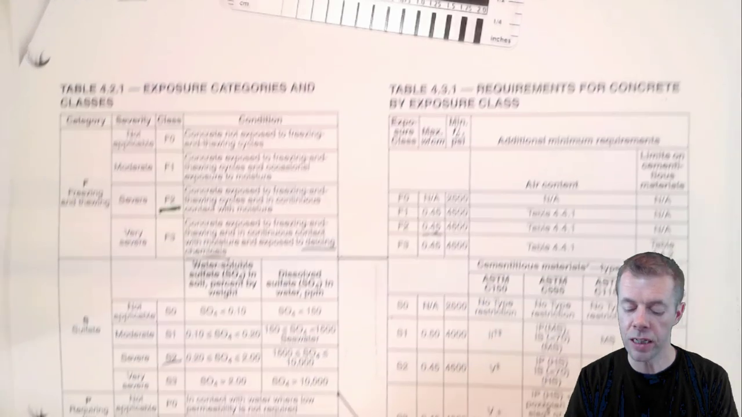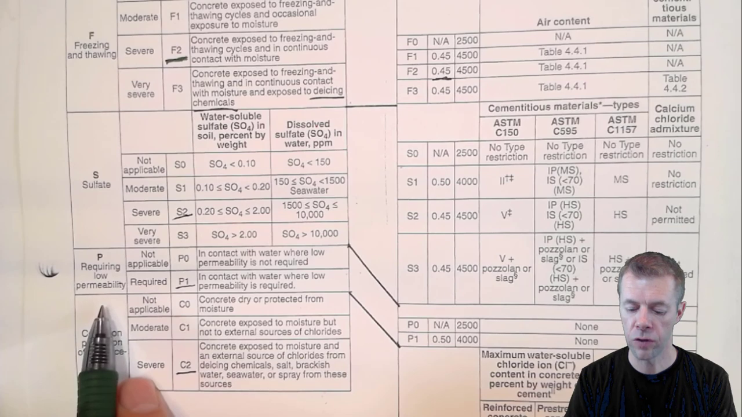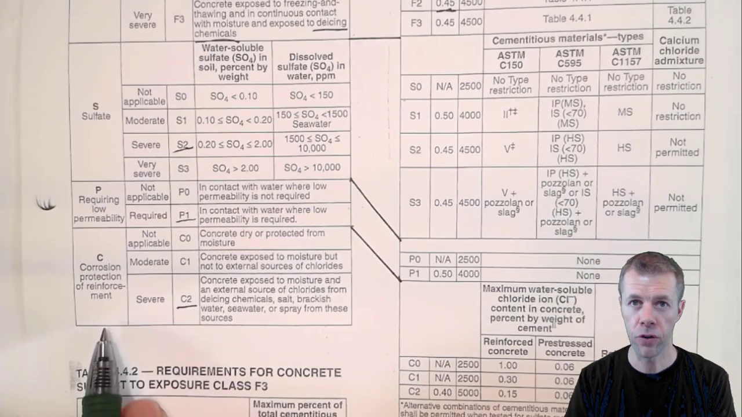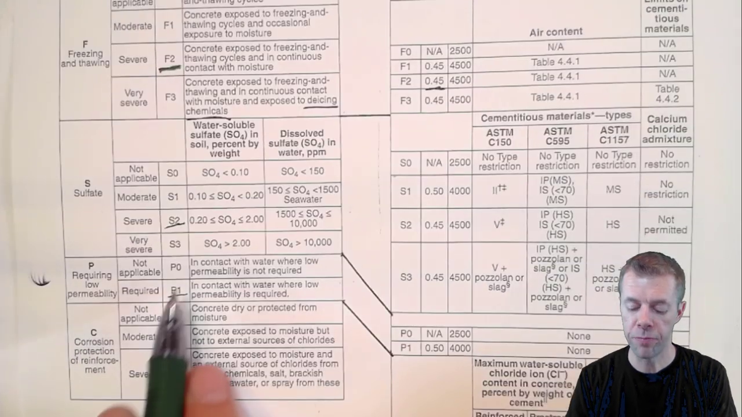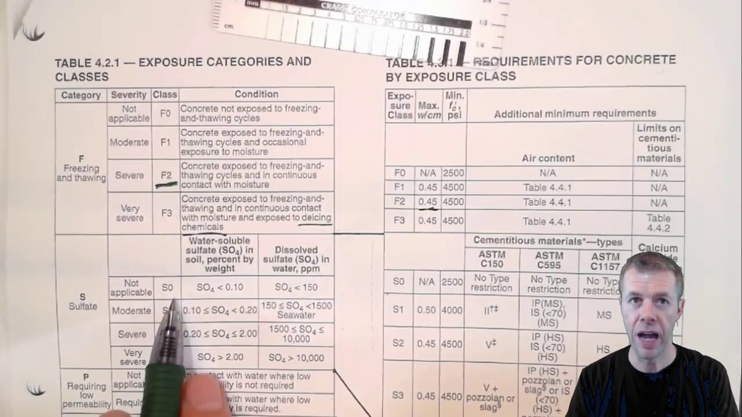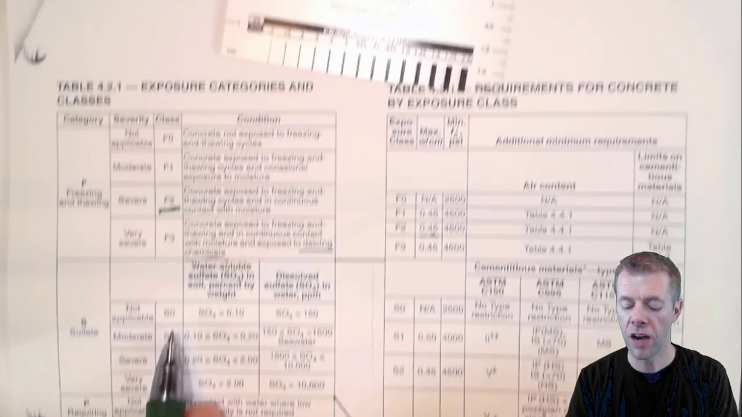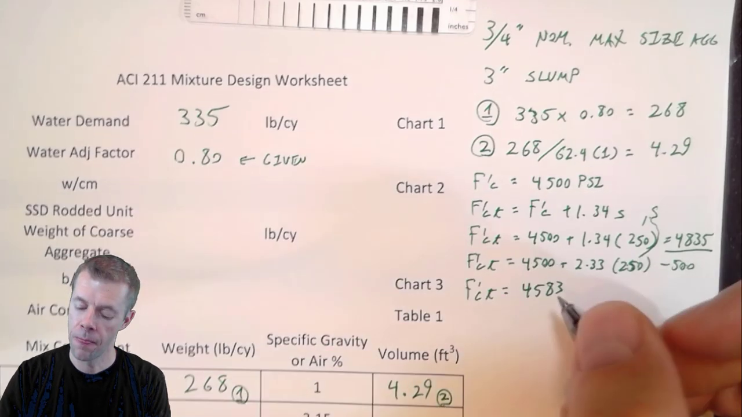Now notice we did not need anything to do with sulfates. We did not need anything for low permeability. And we did not need anything for corrosion resistance. They weren't required for this structure, so we don't have to think about them. In a sense, we have C-naught, we have P-naught, we have S-naught for this structure. But we have F1. So let's move that information here.